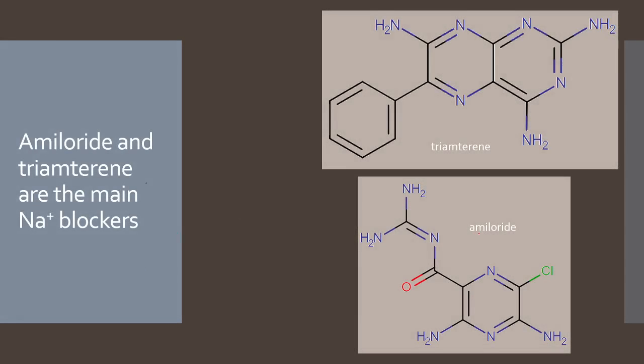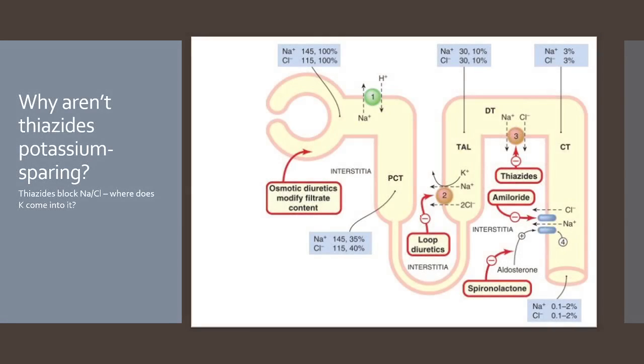Two well-known sodium blockers: the best known is amiloride, but also triamterene. Why do we call them potassium-sparing diuretics? It's because the others aren't potassium-sparing. As you can see, the loop diuretics will prevent the reuptake of potassium, so there will be loss of potassium when you block this pump with loop diuretics.